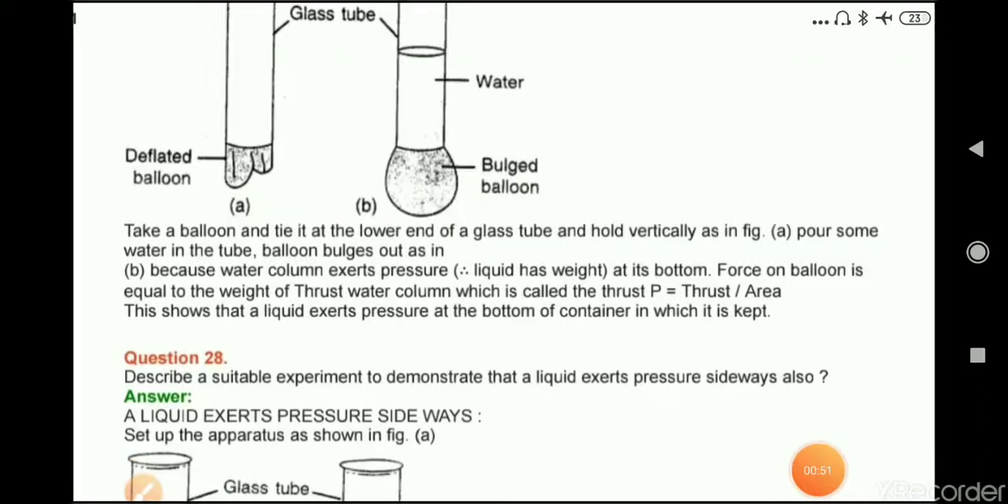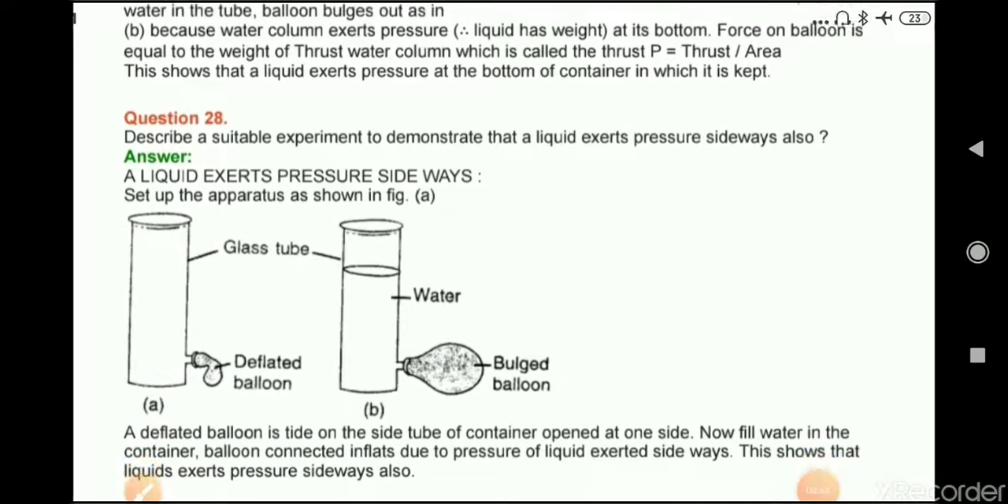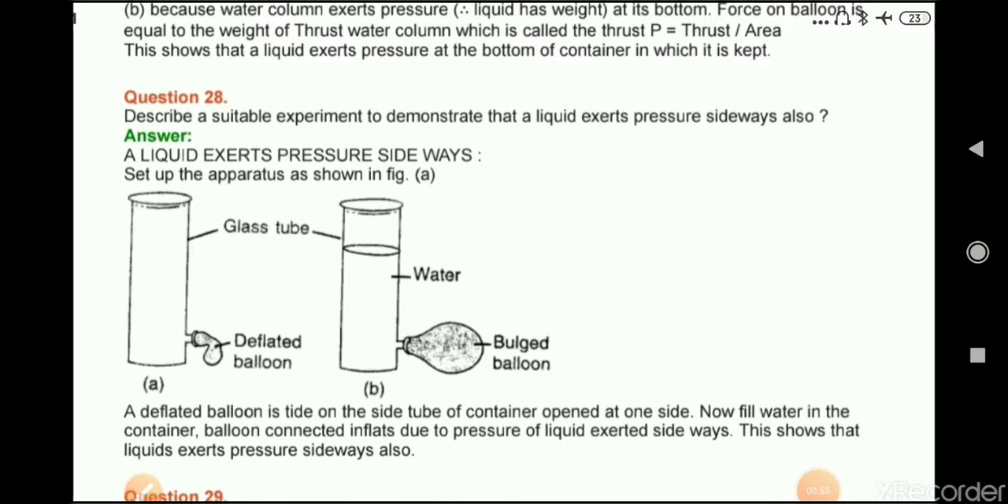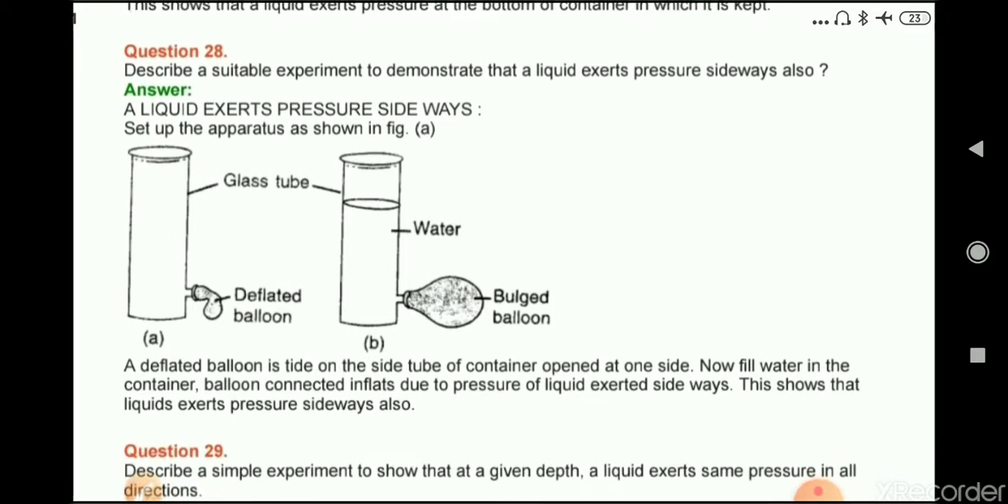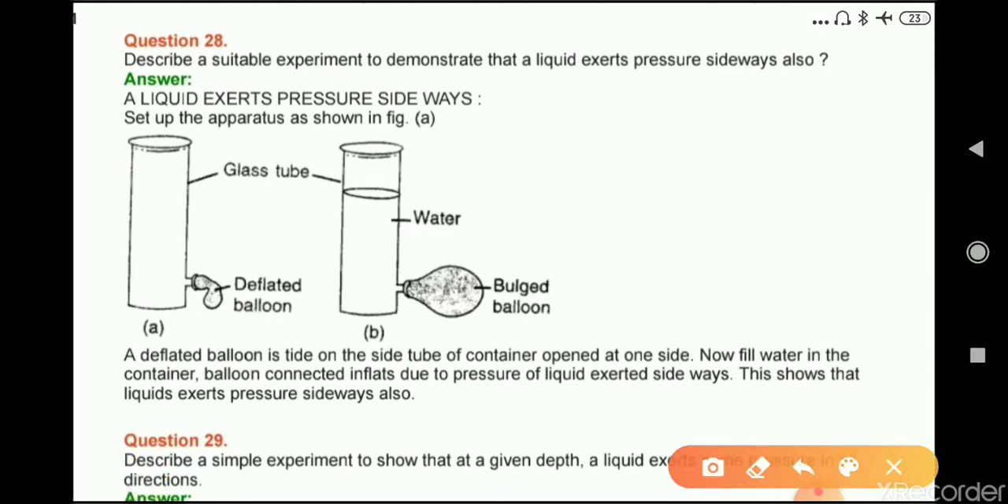Question number 28. Describe a suitable experiment to demonstrate that a liquid exerts pressure sideways also. You have to draw this diagram also, and then you have to write: a deflated balloon is tied on the side tube of a container, opened at one side. Now fill water in the container. The connected balloon inflates due to the pressure of the liquid exerted sideways. This shows that liquids exert pressure sideways also.